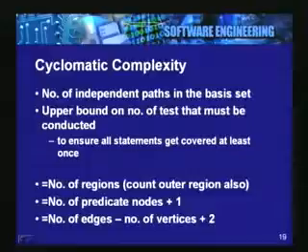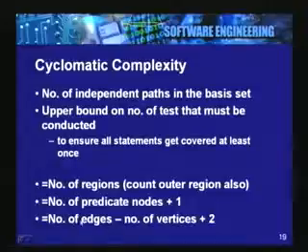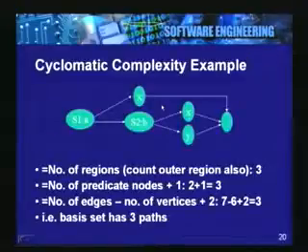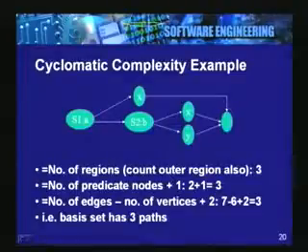So it gives an upper bound on the number of tests that must be conducted to ensure all statements get covered at least once. This can be computed as the number of regions, where you count the outer region also, or the number of predicate nodes plus 1, or the number of edges minus the number of vertices plus 2. So that is your number of regions. You can see that the cyclomatic complexity for this compound condition, which we had just seen a couple of minutes ago, can be computed here to be 3.